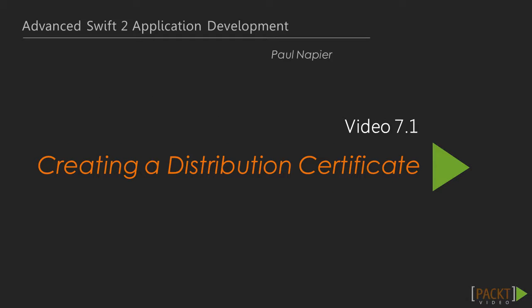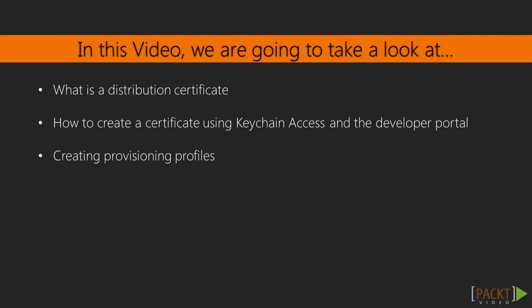So in this video, we're going to take a look at how we create a distribution certificate and the provisioning profiles that go along with it. So we'll have a look at what a distribution certificate actually is, and how to create one using the Keychain Access and Developer Portal. And finally, we'll create all the necessary provisioning profiles in order to allow our application to go onto the App Store.